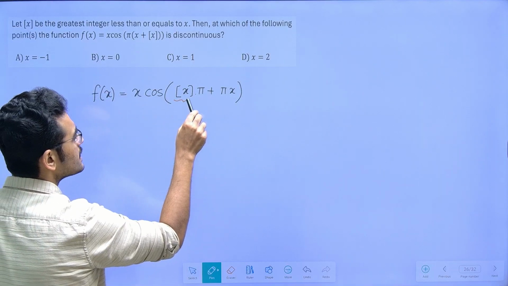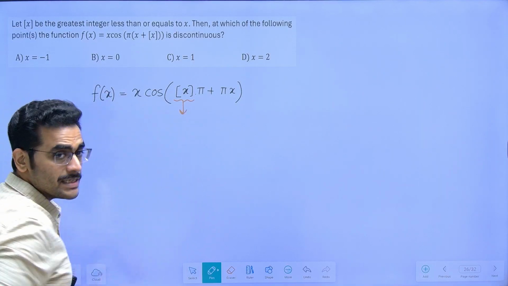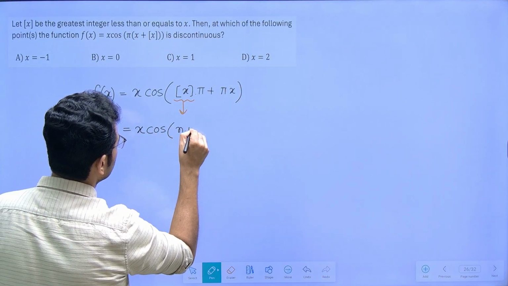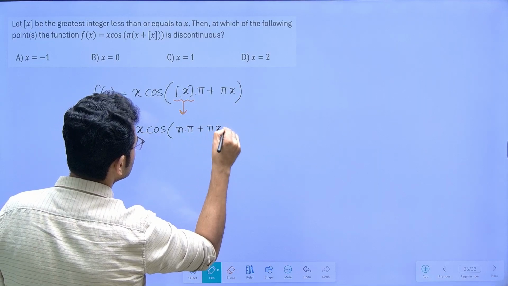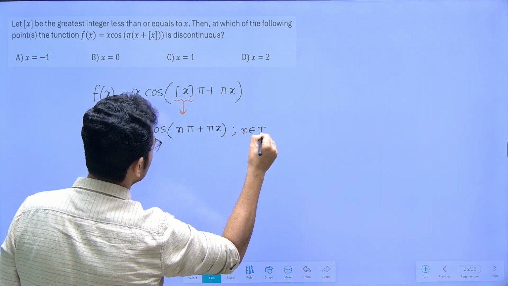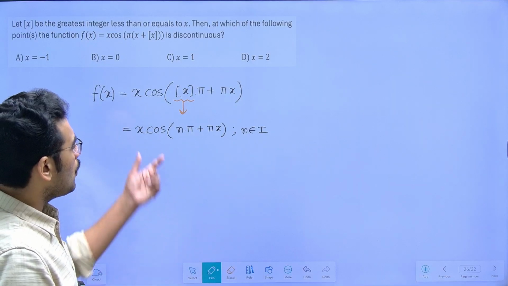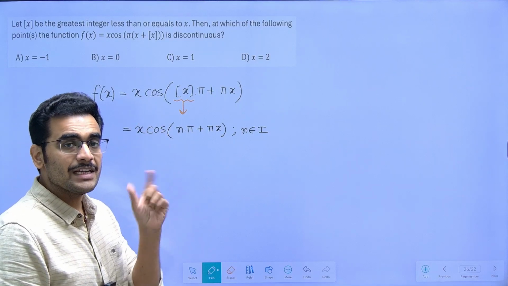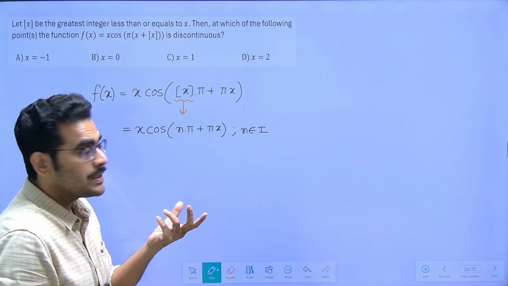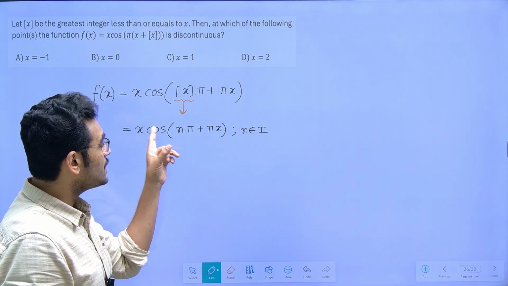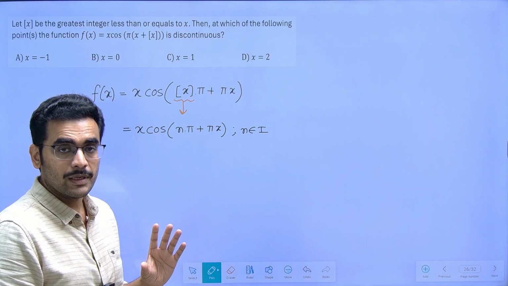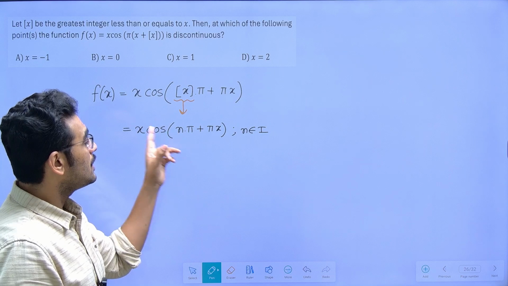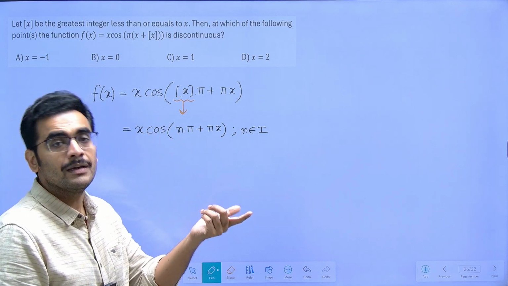Now [x] is what? It is an integer. So it is of the form x cos(nπ + πx), where n belongs to the integers. And we know that cos(nπ + θ), when n is an even integer, will be cos θ. And when n is odd, cos of an odd multiple of π plus θ will be minus cos θ.